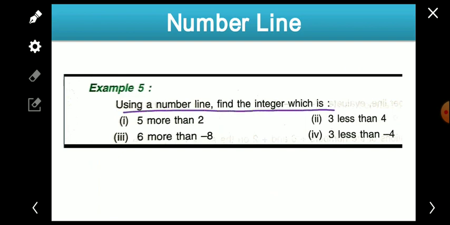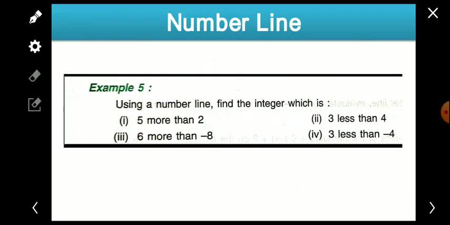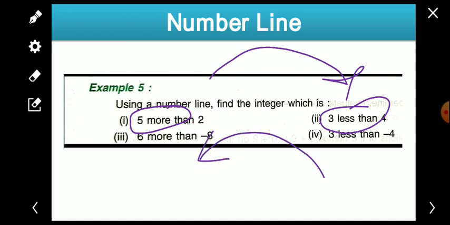Now, using a number line, find the integer which is 5 more than 2. Whenever it is "more than", in the previous classes we have learned that it means we have to add more value. We have to get 5 more than 2, which means 2 plus 5. So simply, if it is "more than", then we will move towards right. If "less than", we will move towards left.